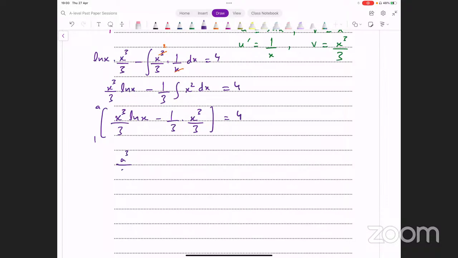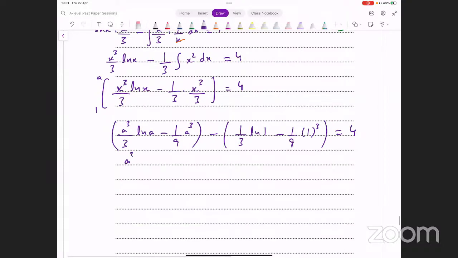That gives us a cube over 3 into ln of a minus 1 over 9 into a cube. Subtract from this the case when we input 1. When we input 1, we get 1 over 3 into ln of 1 minus 1 over 9 into 1 cube. That should equal 4. Let's simplify this, and that gives us a cube over 3 into ln of a minus a cube over 9. ln 1 is 0, so your term 0 हो जाएगी. Minus into minus, that becomes plus, so you have plus 1 over 9 there.